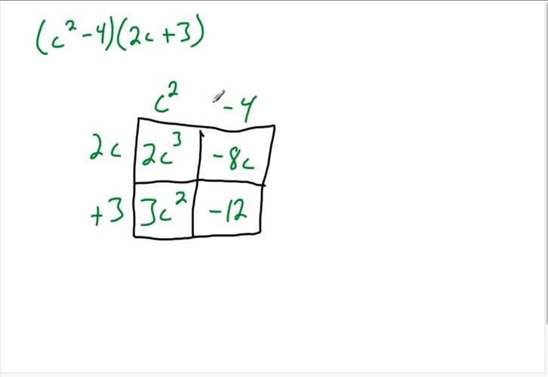Okay, one thing you'll notice here is that the middle terms are not combinable, or sorry, these diagonal terms are not combinable because they're not both squared. So in this case we don't combine them. So we have a 2c cubed, plus 3c squared, we have a negative 8c, and we have a negative 12. And that's our answer. We're done.